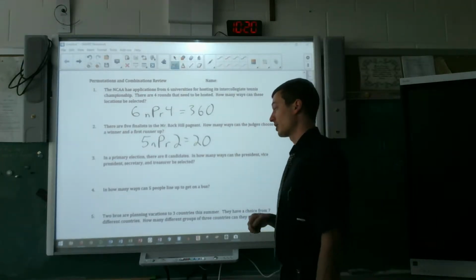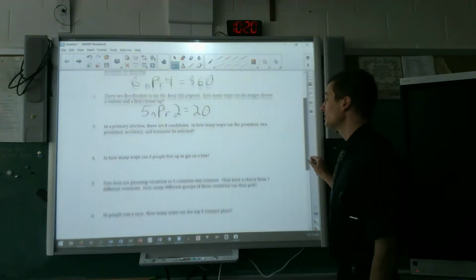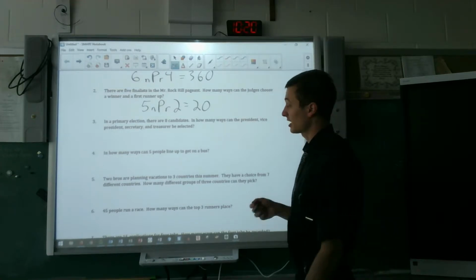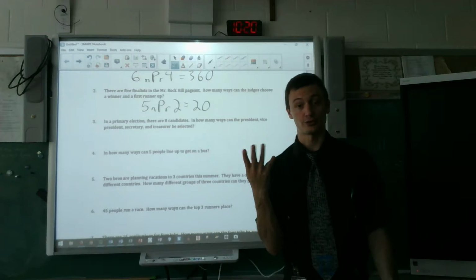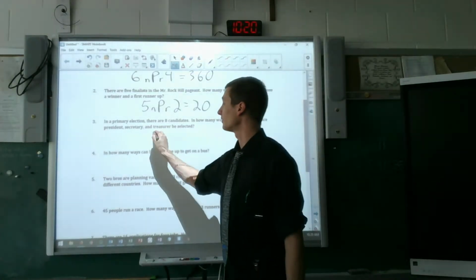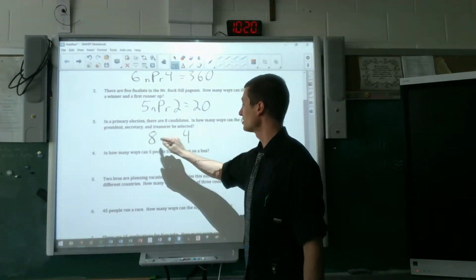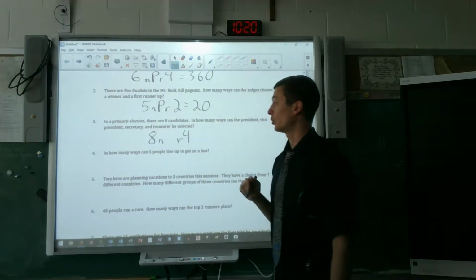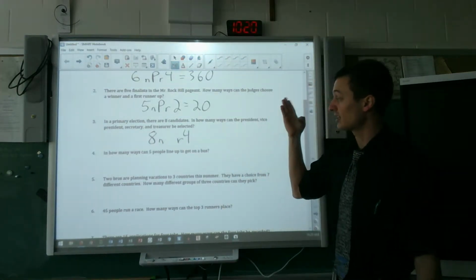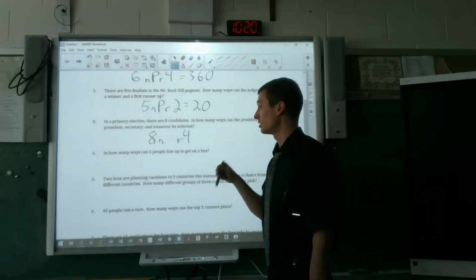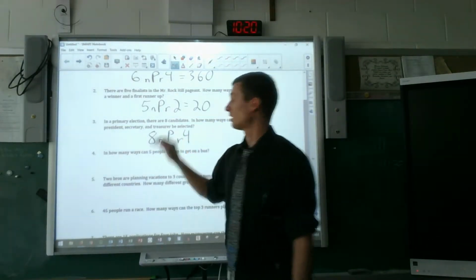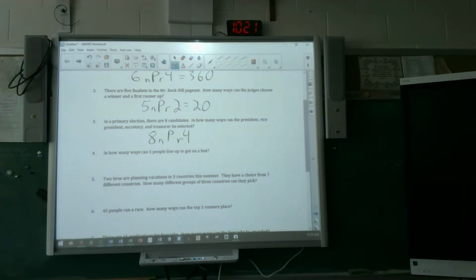In a primary election, there are 8 candidates. How many ways can the president, vice president, secretary, and treasurer be selected? So the president, vice president, secretary, and treasurer is 4 positions. Out of 8 candidates, there's 4 positions. So again, this is going to be very different, the position they hold is going to be separate, it depends on who wins.